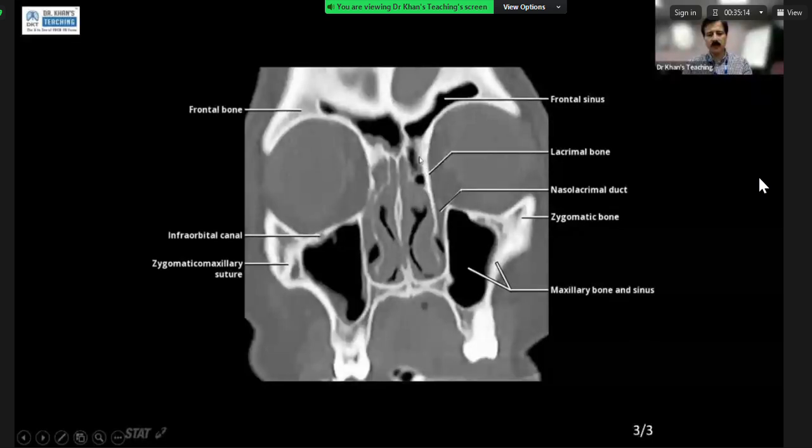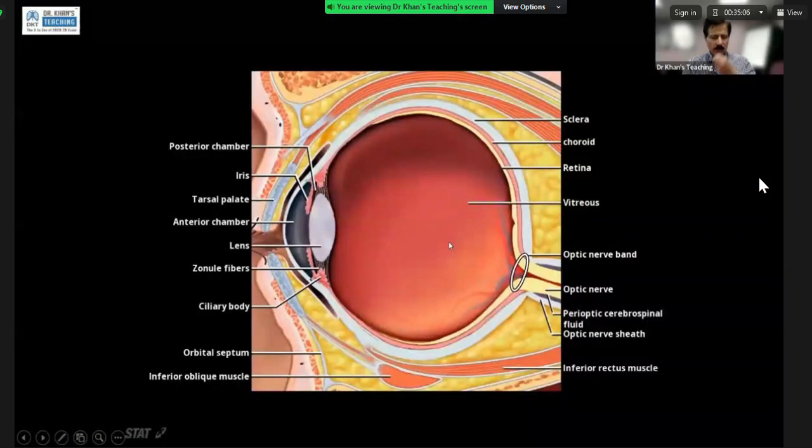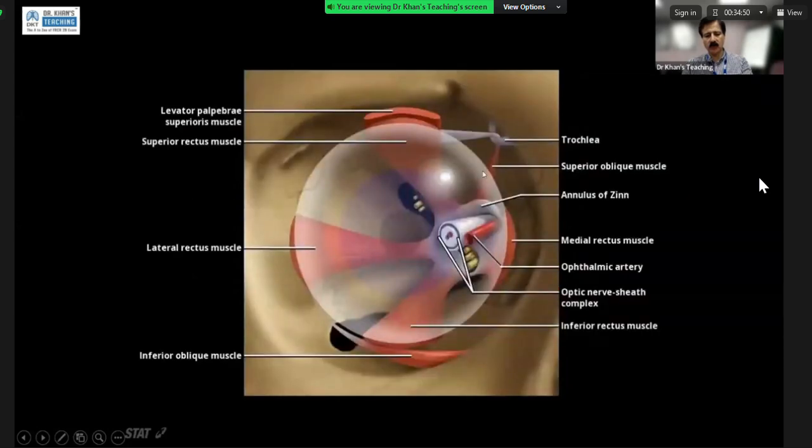So we are quite anterior here. So this is the lacrimal gland. As far as the rest of the structure of the orbit is concerned, it's easy. This is the globe, and the sclera is outside, then the choroid, then the retina. This is the nerve, and then there are extraocular muscles.